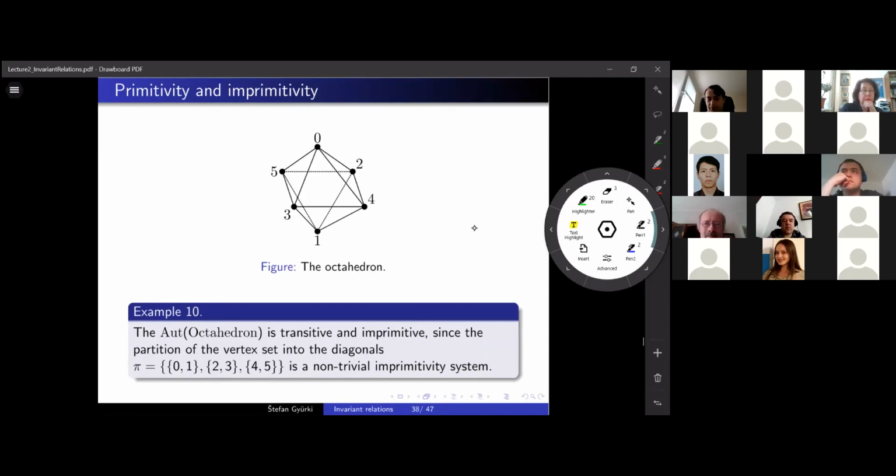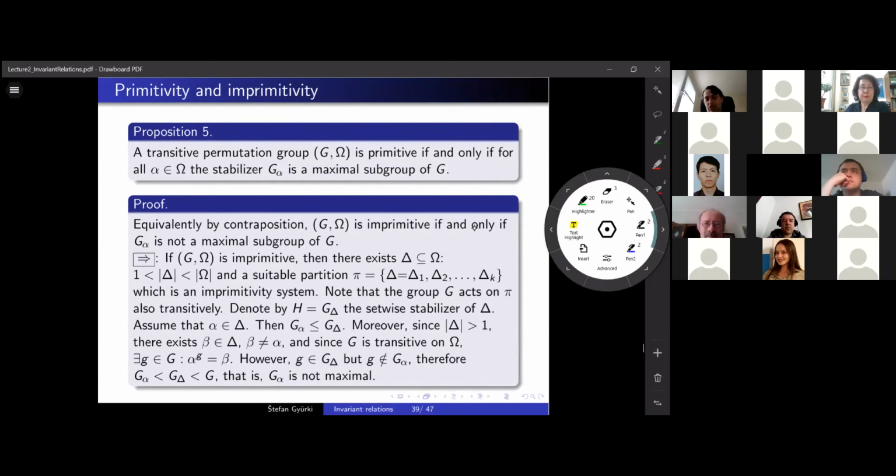Now, an easy example: consider the octahedron and its full group of automorphisms. It is clear that the full group of automorphisms of this octahedron is transitive because you can rotate the octahedron in such a way that you can map each vertex to any other vertex. Now, if you take the subsets which are formed by the pairs of vertices which are antipodal, opposite, which are not joined, or in graph terminology, which are at distance 2, then you obtain a non-trivial imprimitivity system. You can see this simply by geometric reasoning.